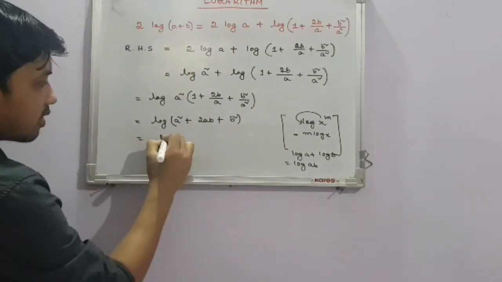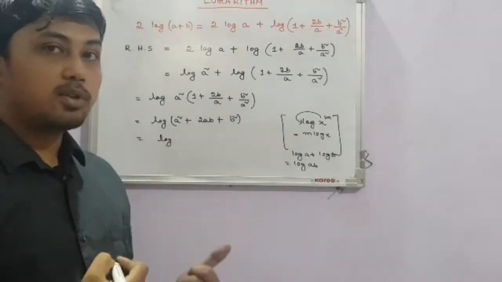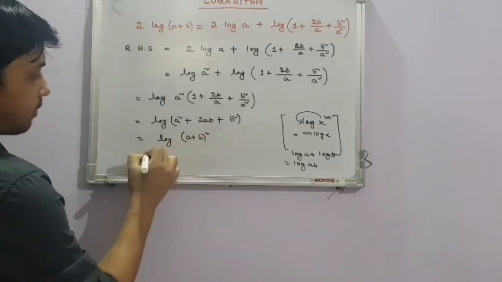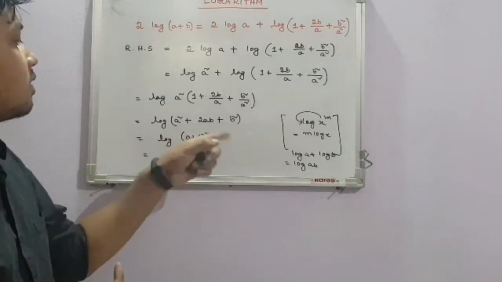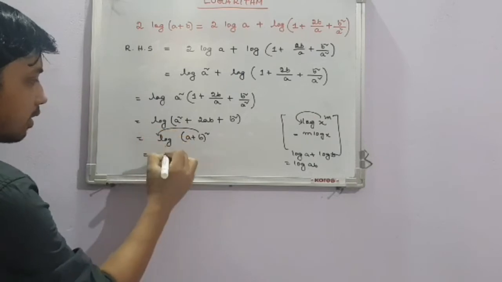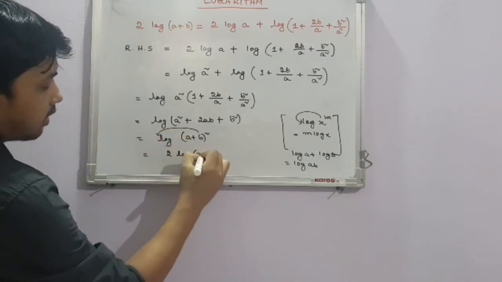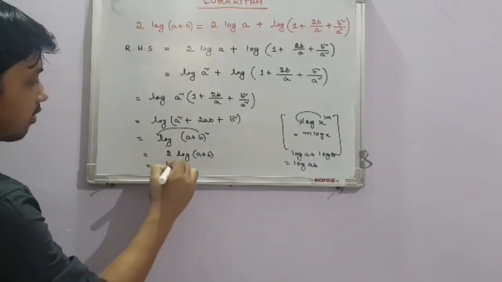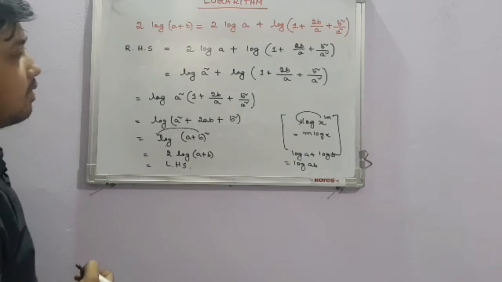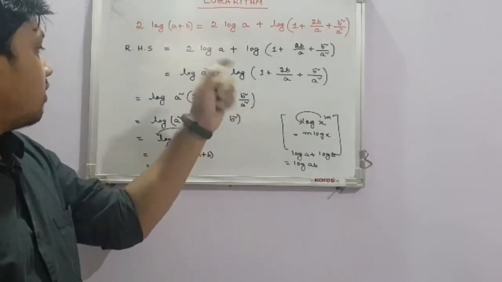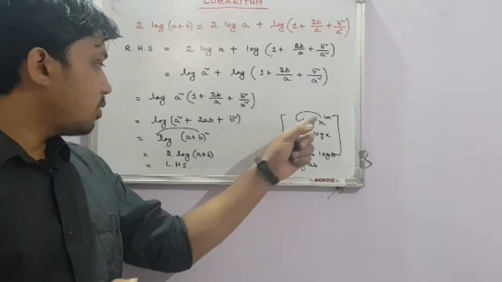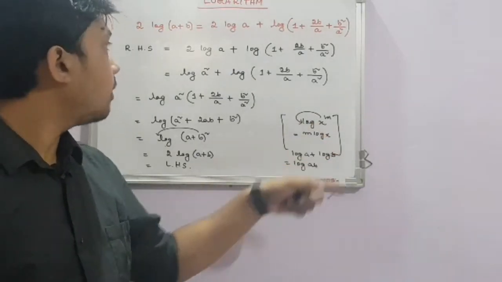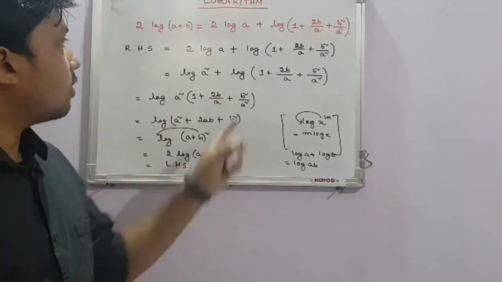So this will give you, now this is very interesting, a square plus 2ab plus b square. What is it? A square plus 2ab plus b square is (a plus b) whole square, by the formula. So this 2 now will come here, so it will be 2 log (a plus b). Isn't it your left hand side? Yes. Very important question and very interesting also. What I have done, we have used these two properties. Please revise these two properties if you can't remember them. And this is the solution for this particular question.